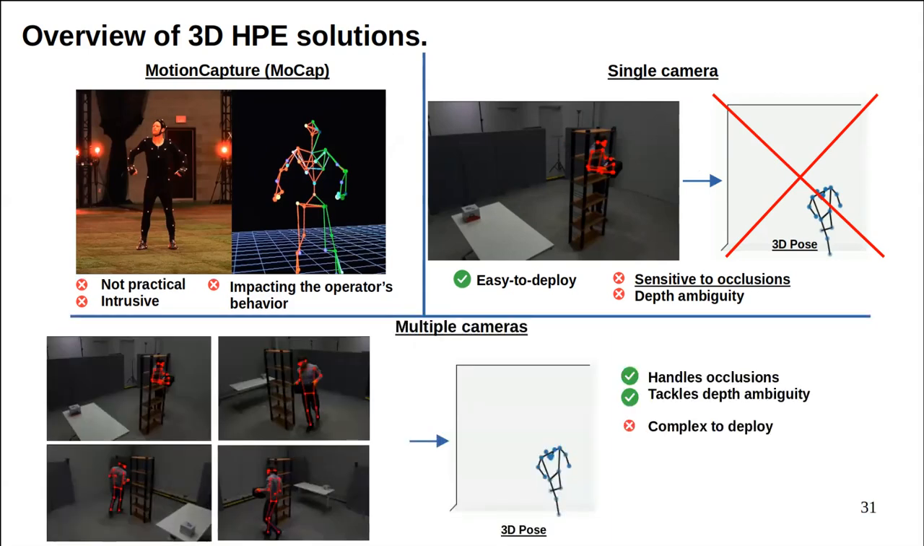So alternatively, you can use multiple cameras that will provide new perspectives on the scene. So for instance, here, we have a multi-view setup. And so using these multiple perspectives, you can handle occlusions in a better way. And you can also tackle the depth ambiguity problem with these multiple perspectives. But this kind of approach is quite complex to deploy. Why? So actually, for multi-view solutions, we have two kinds of solutions.